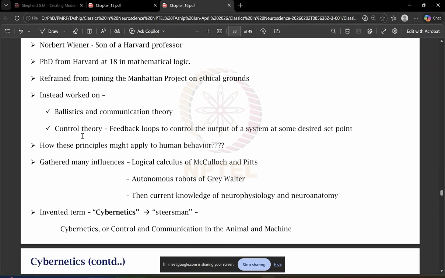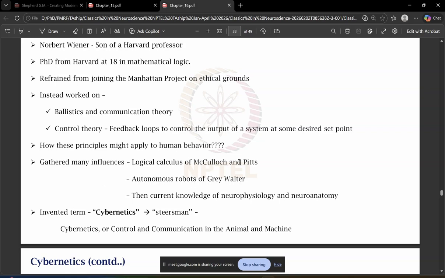And he decided to work on control theory. So he saw that there are feedback loops which control the output of a system and ensure that it is always near a desired set point. And he became extremely interested in understanding how such control theory or feedback loops might apply to human behavior. And for that, he gathered many influences.